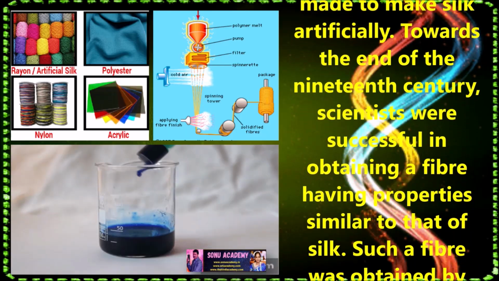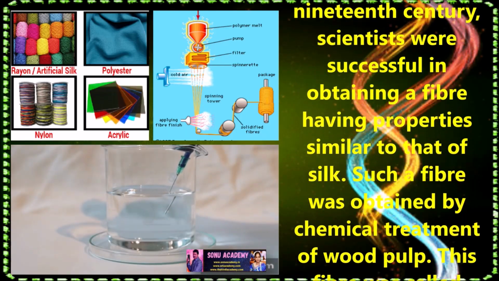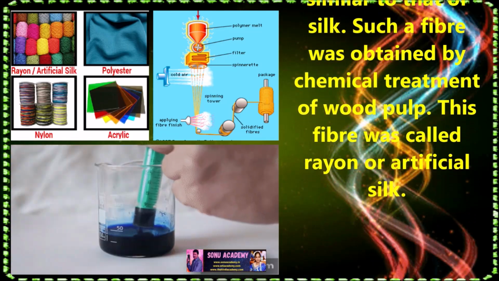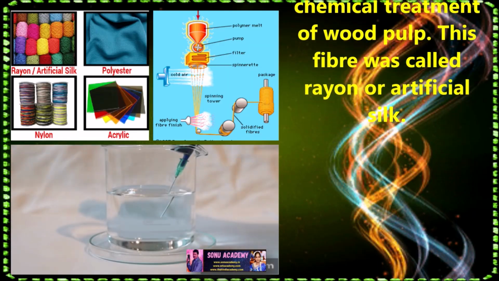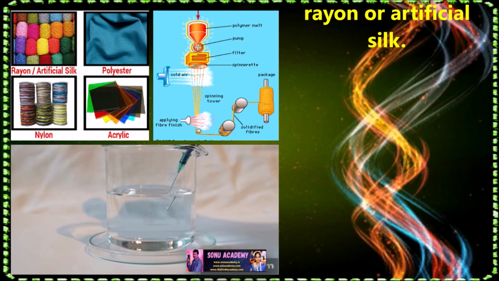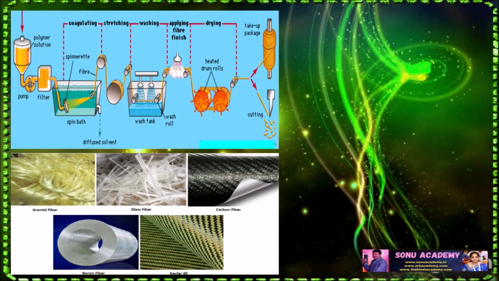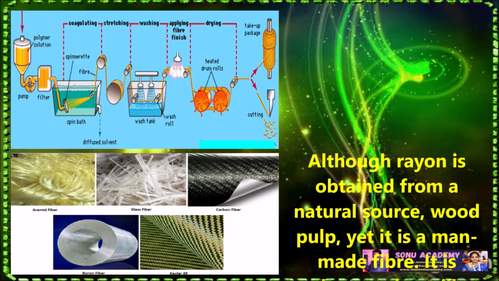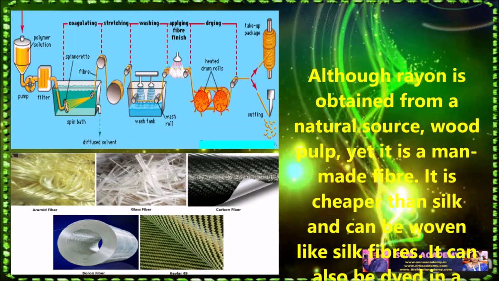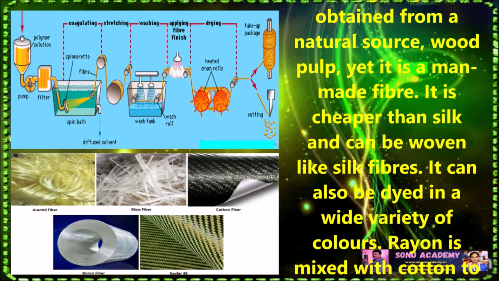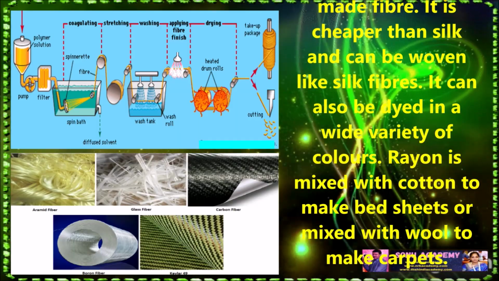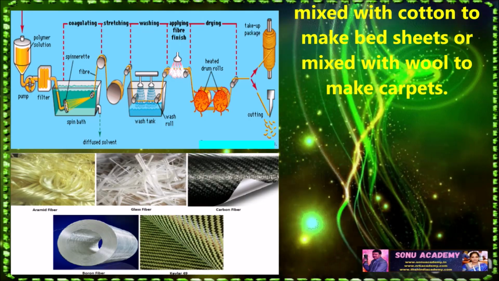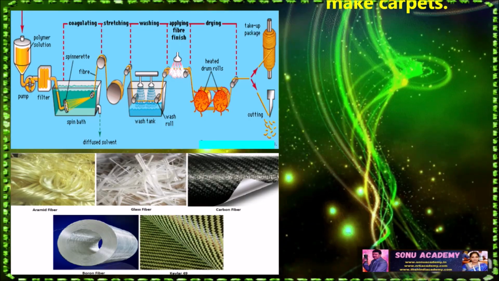Attempts were made to make silk artificially. Towards the end of the 19th century, scientists were successful in obtaining a fiber having properties similar to that of silk. Such a fiber was obtained by chemical treatment of wood pulp. This fiber was called rayon or artificial silk. Children, rayon is obtained from a natural source, wood pulp, yet it is a man-made fiber. It is cheaper than silk and it can be woven like silk fibers. It can also be dyed in a wide variety of colors. Rayon is mixed with cotton to make bed sheets or mixed with wool to make carpets.